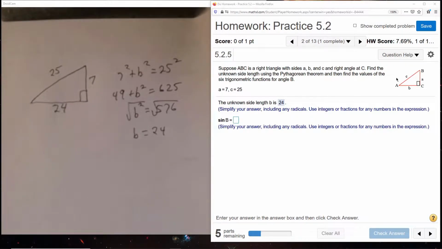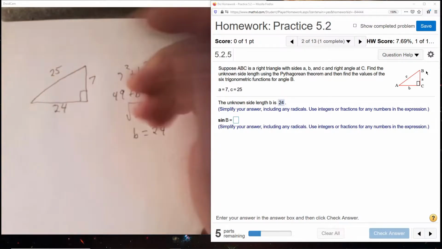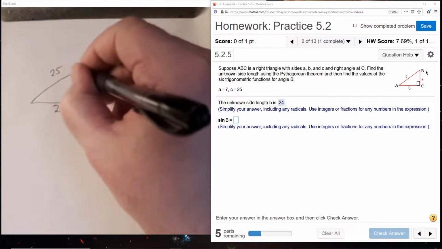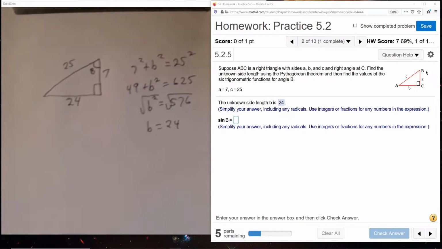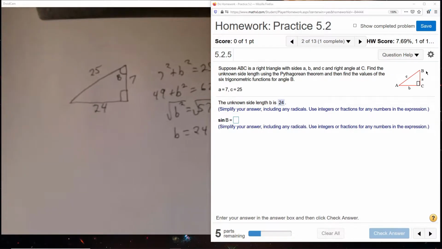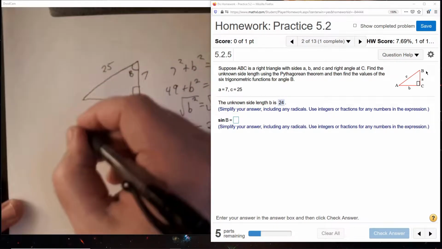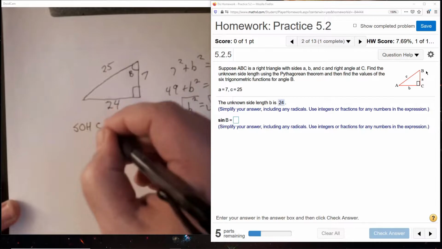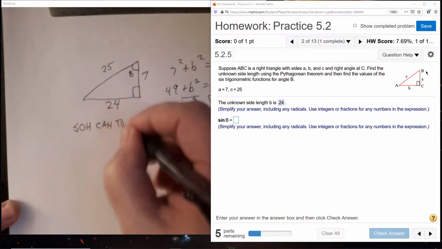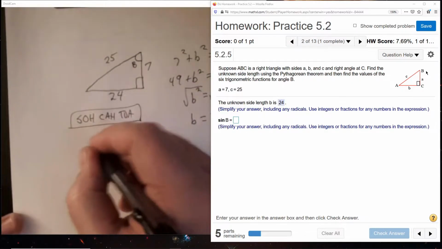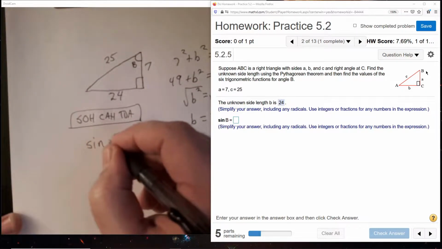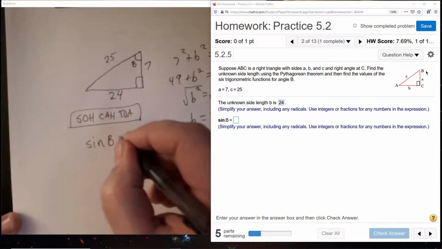All right, so sine B. Looking at the picture in my math lab again here, B is in the upper right, so it'll be up here. I call this B. And so we have to do all six trig functions. So we got the SOH-CAH-TOA. And that'll get us the sine of our B, that we're calling our angle this time.